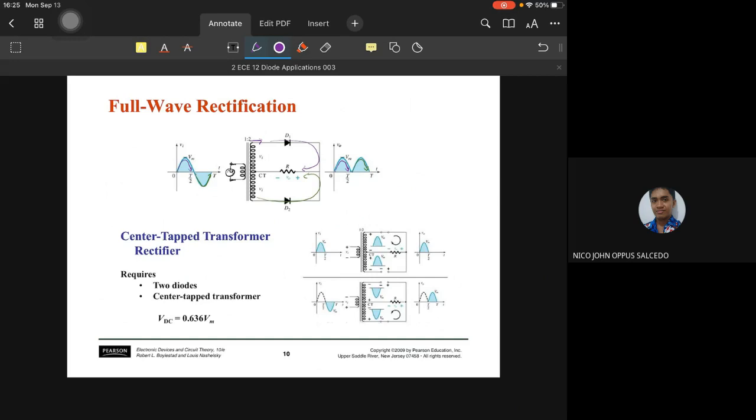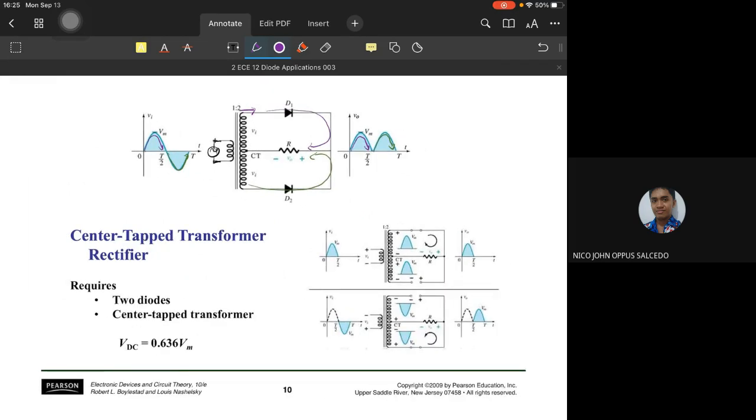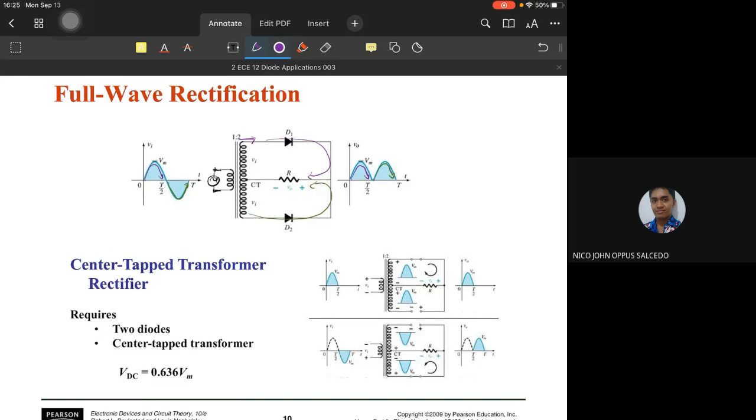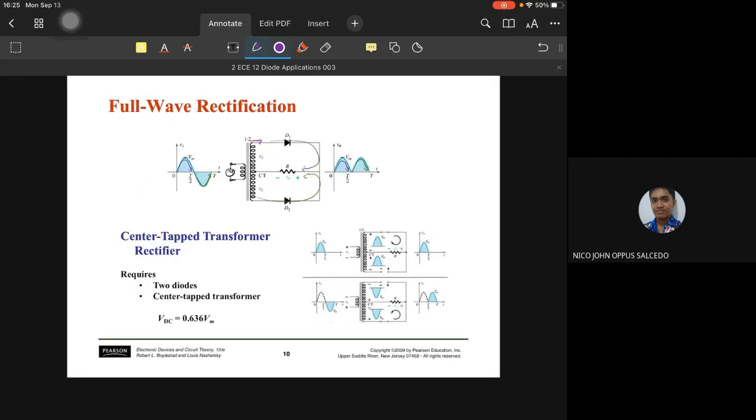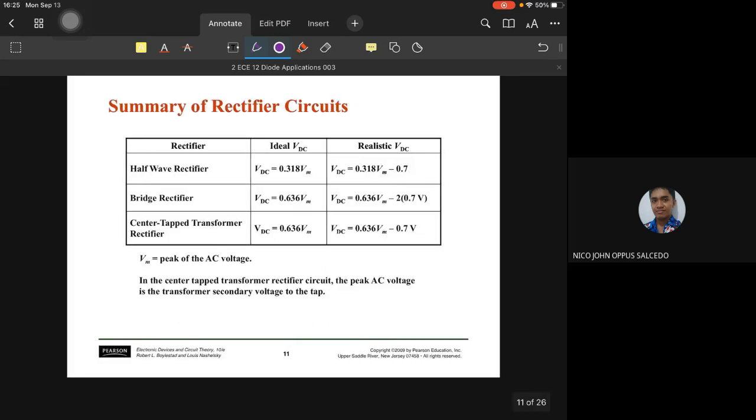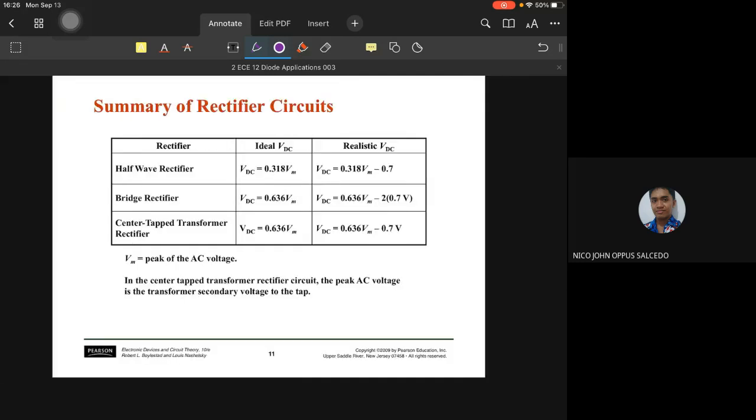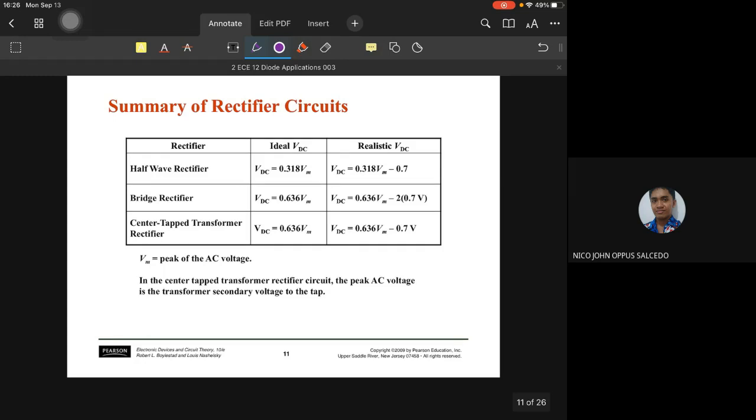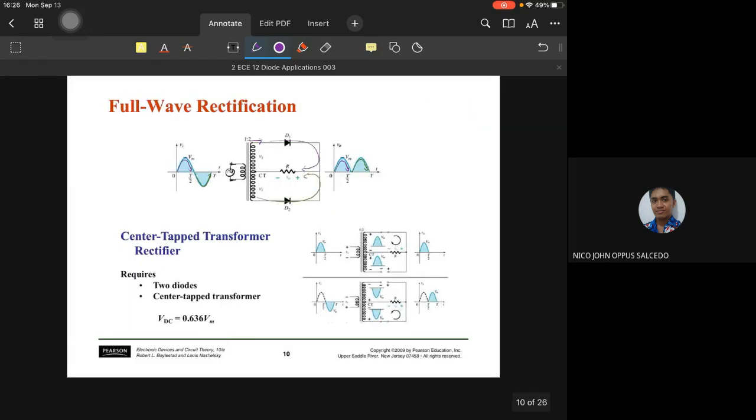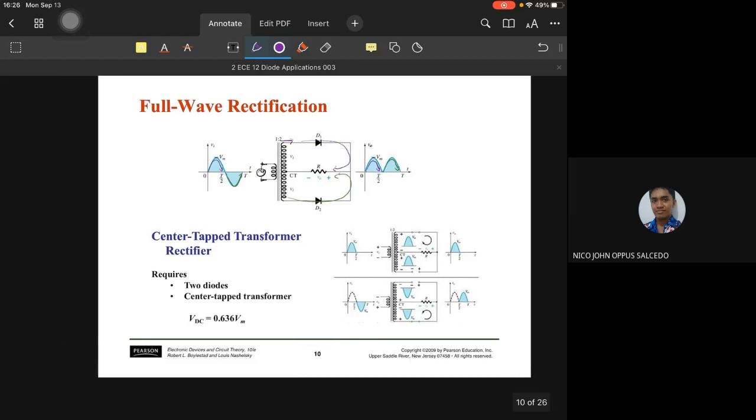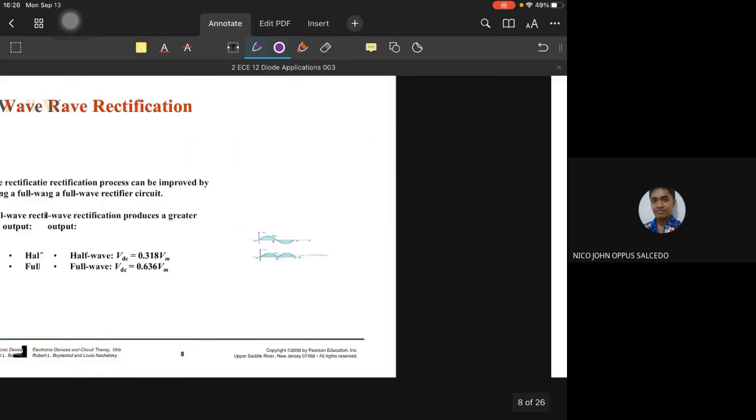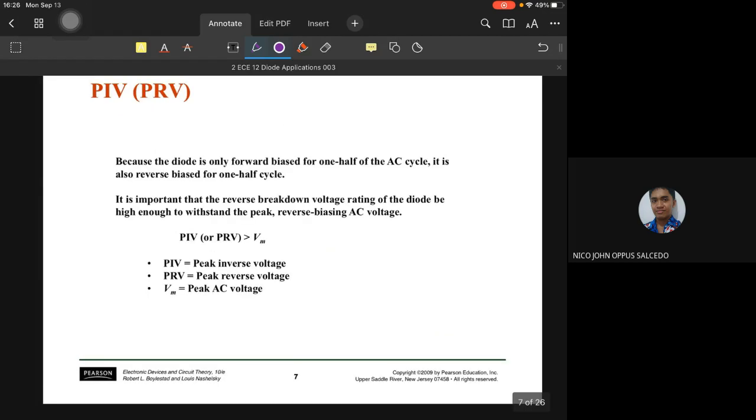But the difference is, of course, number one, it uses fewer diodes. But there is a disadvantage, actually a bigger one compared to the bridge rectifier. The disadvantage of the center tap transformer over the bridge rectifier is with the peak inverse voltage, PIV.